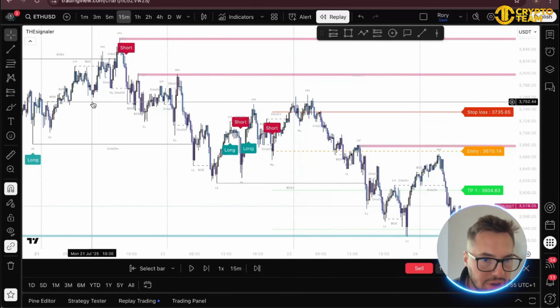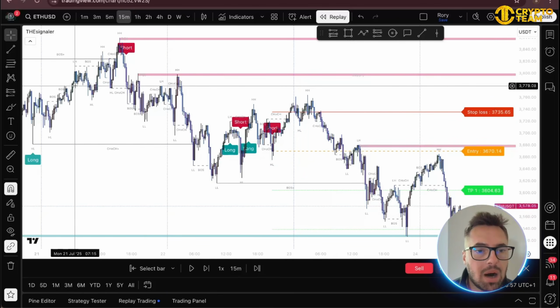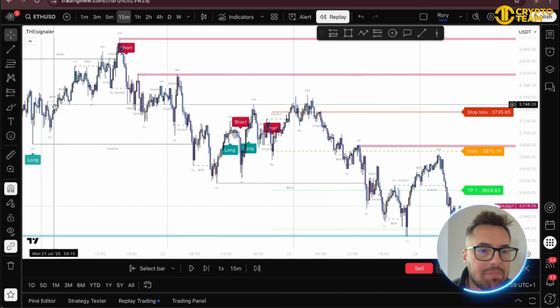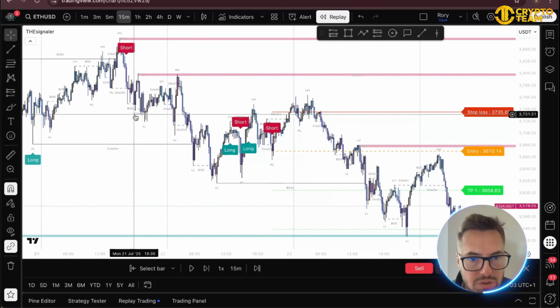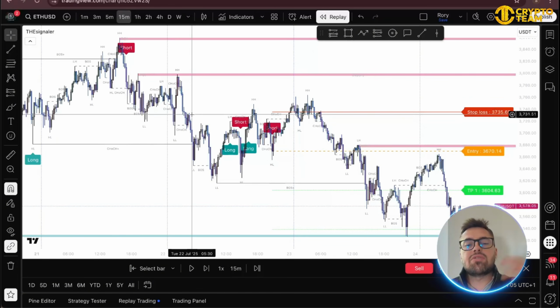The next thing to note is the smaller market structure, okay? You have Boss with the dotted line, Boss, Boss, Chock, Chock, Boss, Boss, Chock, Chock, Boss. Now this is your smaller time market structure. And this is arguably the more immediate one, right?